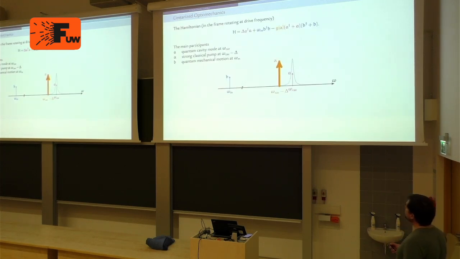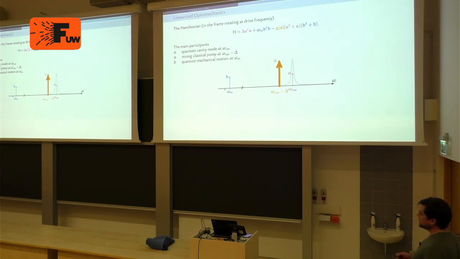Okay, so let me briefly summarize what that means. When we have done this linearization, then we have three main participants of the optomechanical interaction. The first of which is the strong classical pump, or the strong coherent drive of the cavity, which normally we assume to be slightly detuned from the cavity resonance, right? On the resonance of the cavity, there live the quantum fluctuations of the optical mode, and we also have the quantum fluctuations of the mechanical mode.